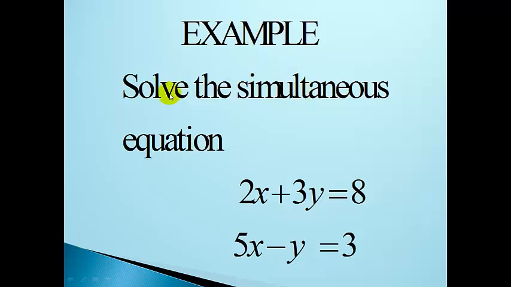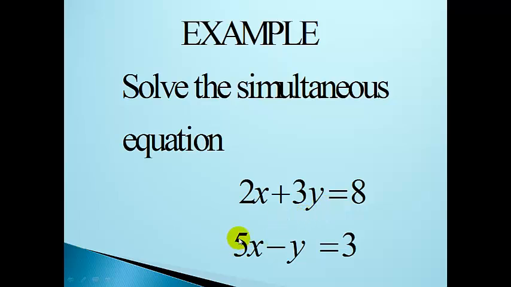Now, example, solve the simultaneous equation 2x plus 3y equals 8, 5x minus y equals 3. Solving for the simultaneous equation means that we are supposed to solve for the variables, that is x and y. Now, this equation means that when we multiply 2 by the value of x and we add it to 3 times the value of y, the result must give us 8.